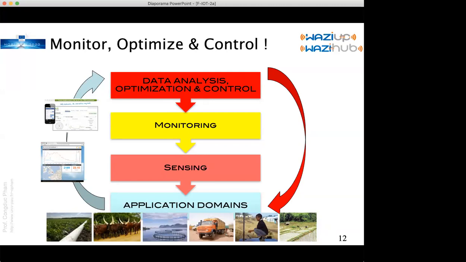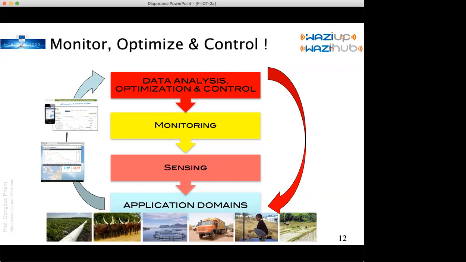So if we take a very simple example regarding irrigation, if you sense that the soil is too dry, then you will analyze whether it is really too dry regarding the plant, the soil, and the crop type that you have on your field. If it is too dry, then you will open the water valves. So this is a very simple example just to illustrate the monitor, optimize, and control ecosystem that the Internet of Things wants to build.